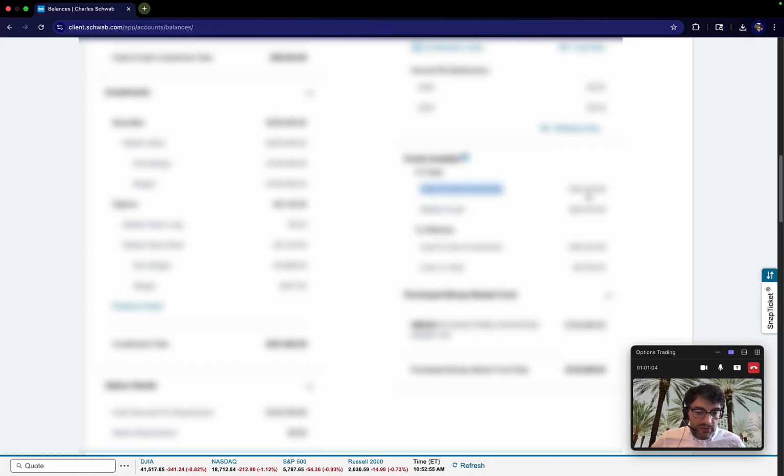And right here in the funds available, again, this is going to depend on the broker. Every broker is going to be different, but for me, the funds available to trade says cash and cash investments. So that's more than enough to cover this trade should it be assigned. So again, we only need 19,000. So as long as I keep at least 19,000 in here, then I should be able to cover that trade.